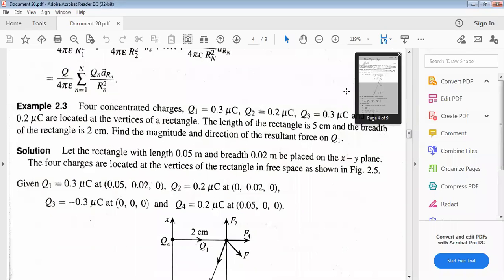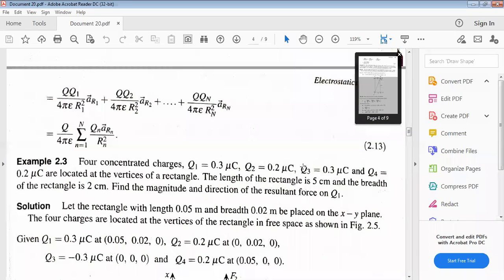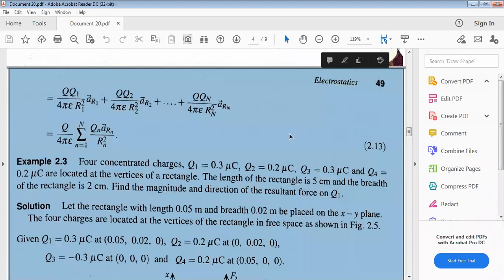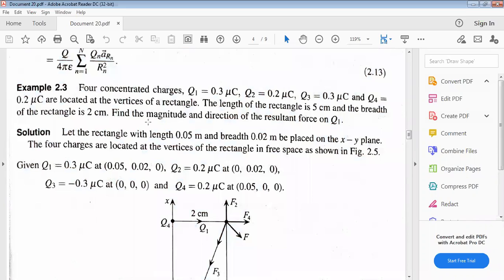This is also very important. See here, four concentrated charges q1, q2, q3, q4 are located at the vertices of a rectangle. Remember that point. The length of the rectangle is 5 centimeters and the breadth of the rectangle is 2 centimeters. Find the magnitude and direction of the resultant force on Q1.